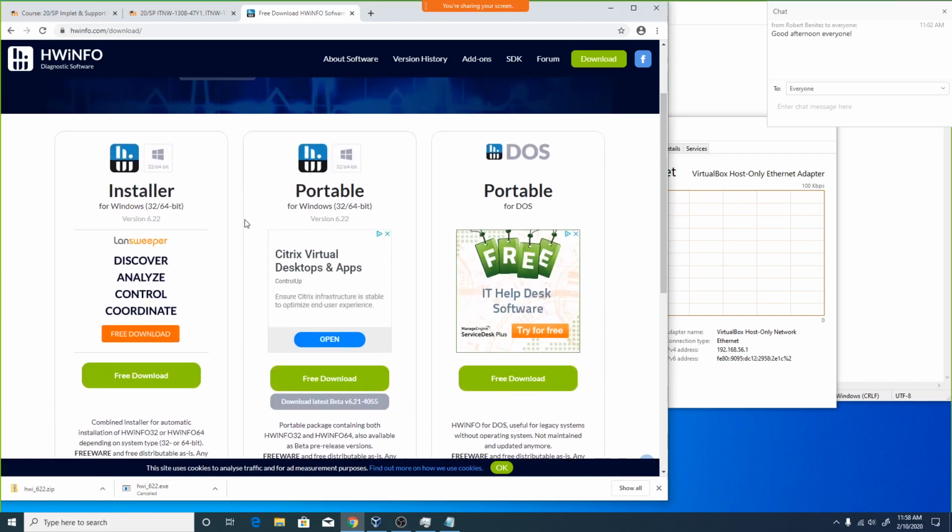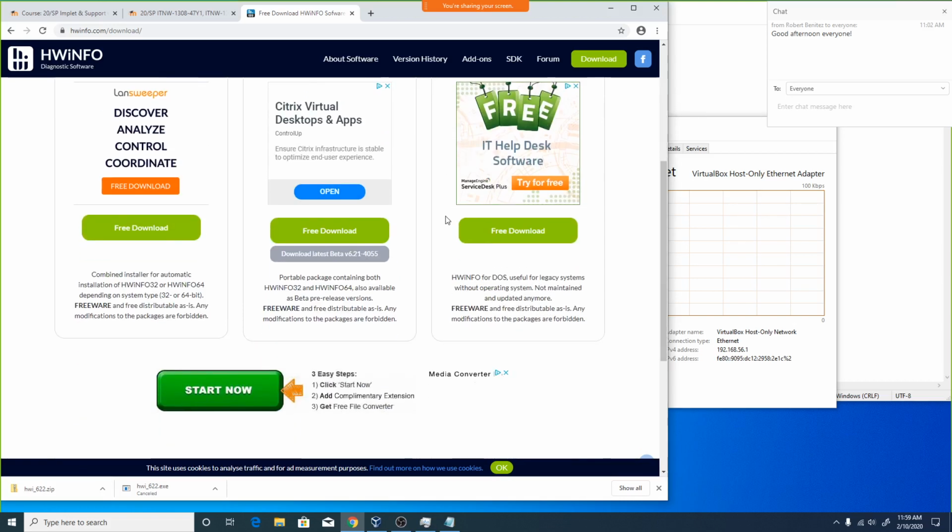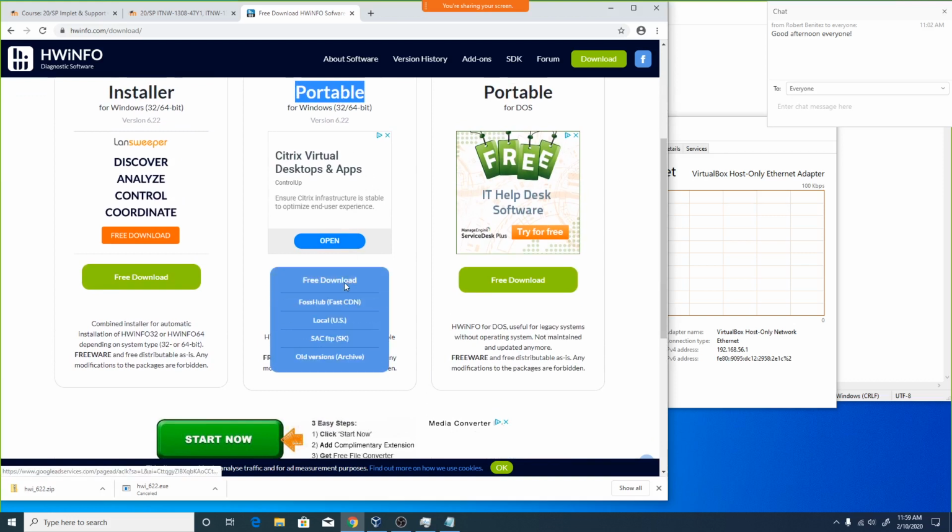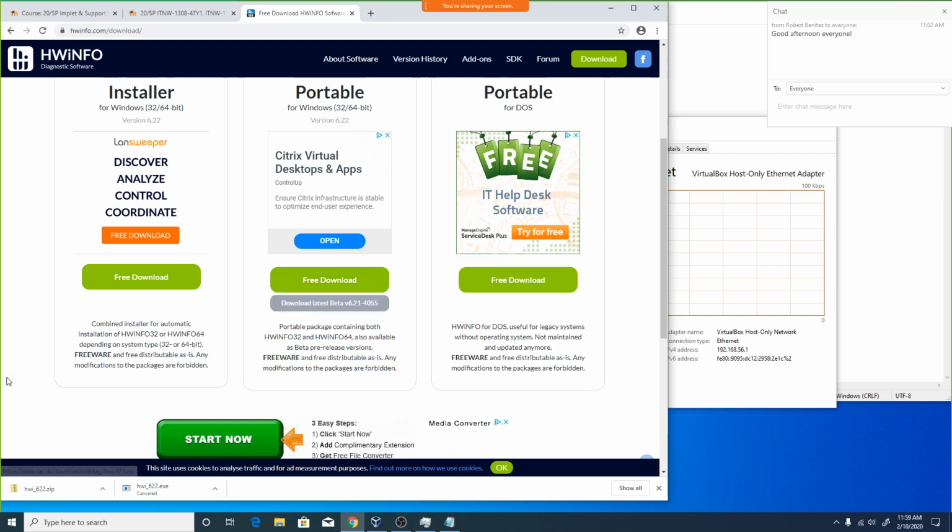Anyway, come over and grab the portable version. You don't have to install it. I mean, you can if you want to, but portable's easier. That way you don't have to go and clean up registry junk. Come down to the free download little drop-down and choose Local US. That'll start the download immediately. I won't do it again because it's right here.